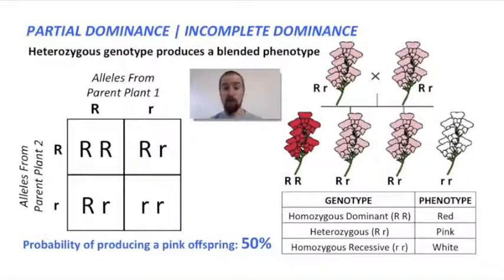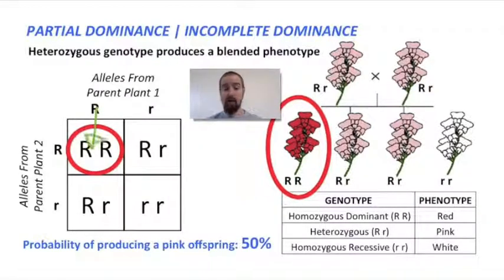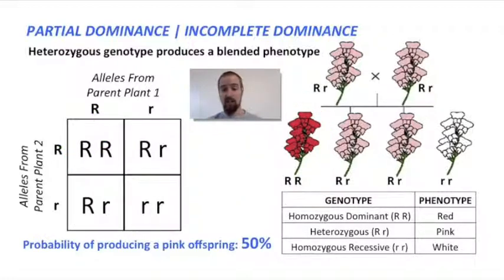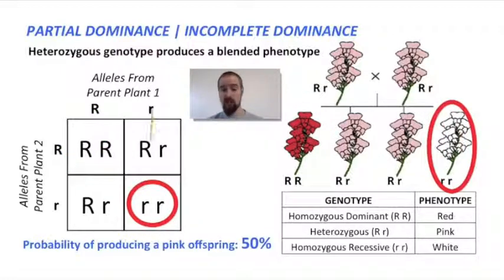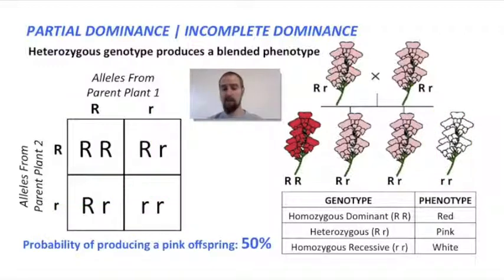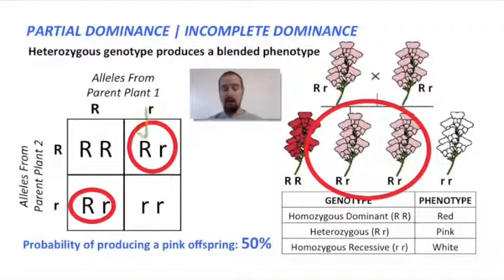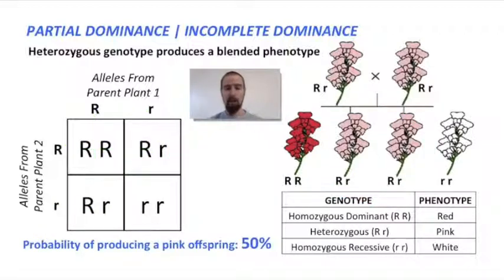Now suppose we take two pink flowers and cross those. Pink flowers, remember, are heterozygous. They have two different alleles for the flower color gene, one red allele and one white allele. This cross has a 25% chance of producing a homozygous dominant red offspring, who inherited a dominant red allele from each parent plant, a 25% chance of producing a homozygous recessive white offspring, who inherited a recessive white allele from each parent plant, and a 50% chance of producing more pink offspring, who inherited a dominant red allele from one parent and a recessive white allele from the other parent. And we can see these probabilities mapped out for us in our Punnett square.